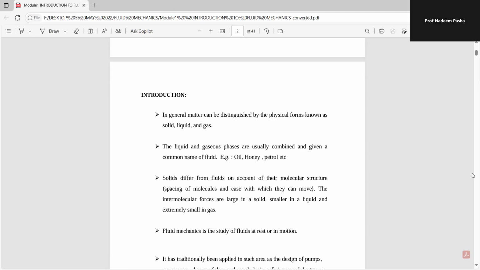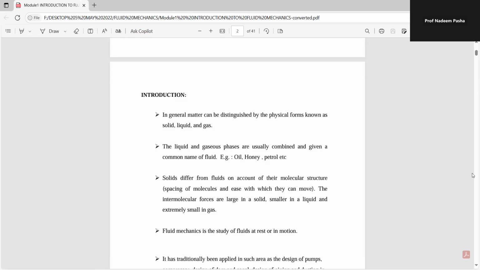That is how solids differ from fluids with respect to their geometry, how the molecules are arranged. In case of solids, the molecules are closely arranged, whereas in case of liquids, there is some space in between the molecules. The intermolecular forces are larger in a solid, smaller in a liquid, and extremely small in a gas. This also you have studied at school level, how the molecules are arranged in solids, liquids, and gases. In solids, they are very closely arranged. In liquids, there is somewhat more space between the molecules, and in gases, the molecules are free to move anywhere.